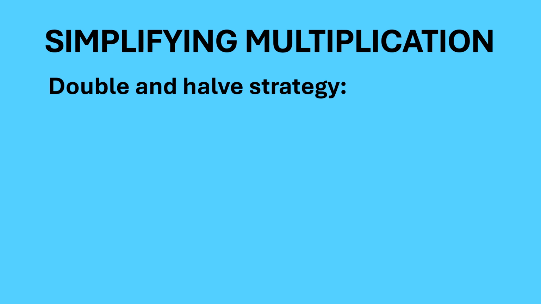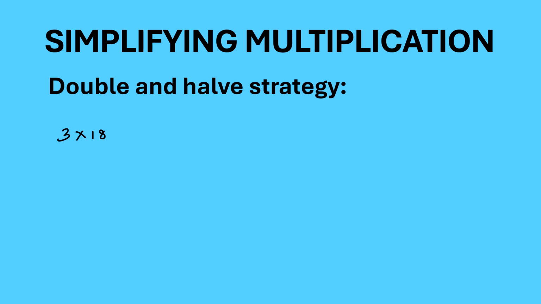In today's lesson, we'll go over two strategies to simplify multiplication. So let's get started. The first strategy that we'll discuss is called the double and half strategy. This strategy can be used when you need to multiply a one-digit number by a number that lies between 10 and 20. Let's say you want to do 3 times 18.